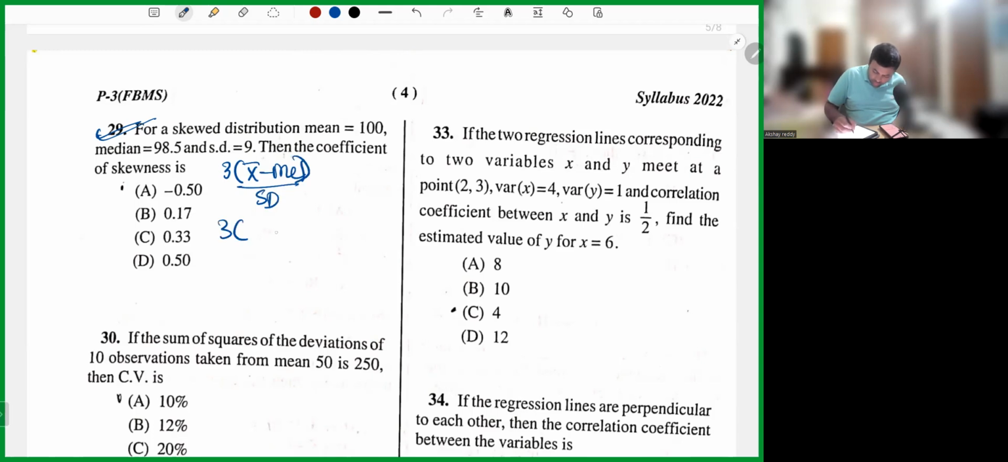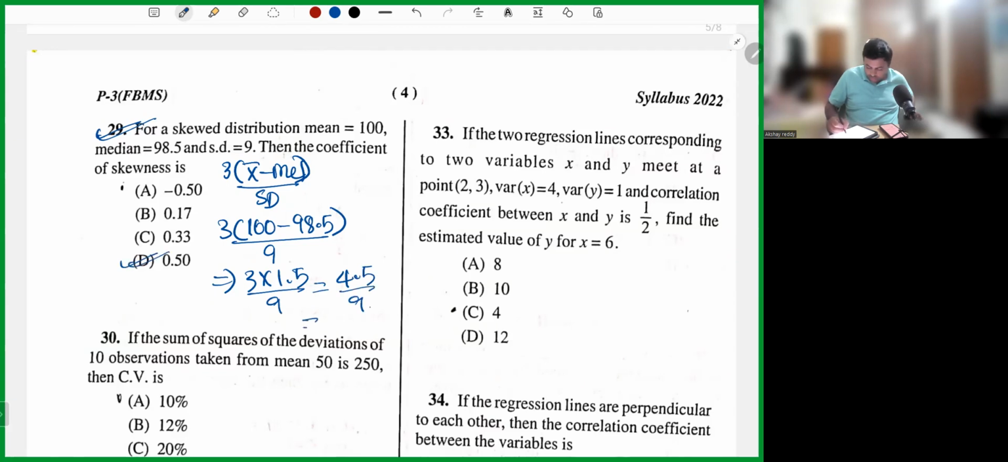3 into mean is 100, median is 98.5, divided by standard deviation. So 100 minus 98.5 into 3. 3 into 1.5 whole divided by 9. 4.5 divided by 9. So answer is 0.5. Positive 0.5. Be careful. Next.